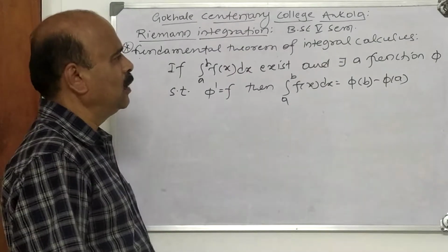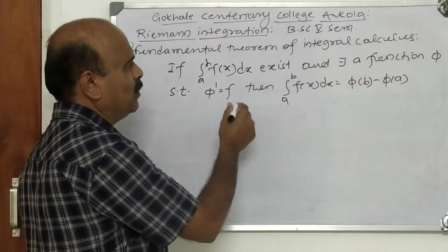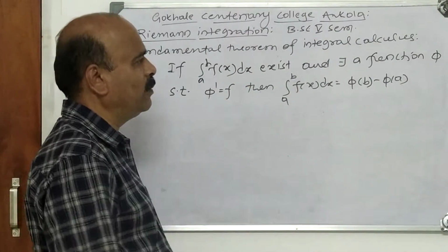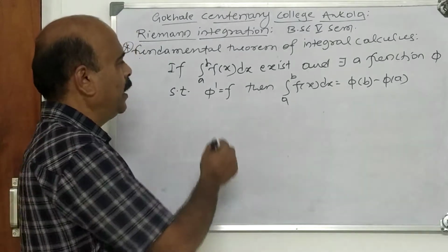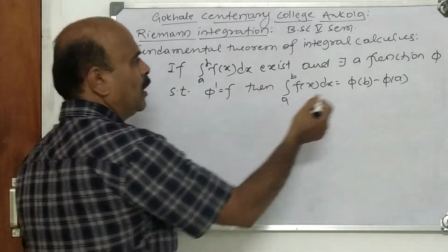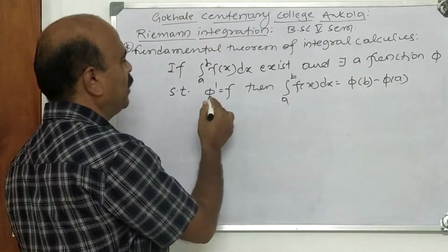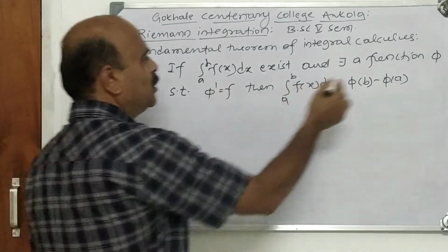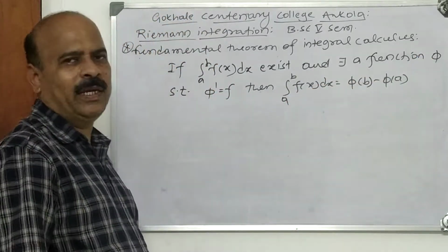Now, in the last video, I explained what is a function defined by definite integral and what is primitive. Now, this pi is such that pi dash is equal to f. This pi is called nothing but primitive.